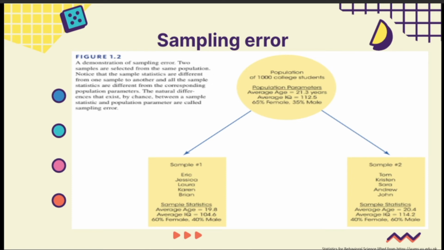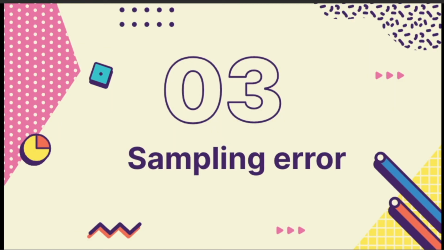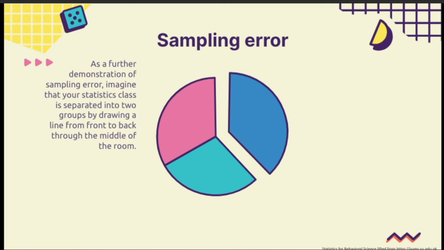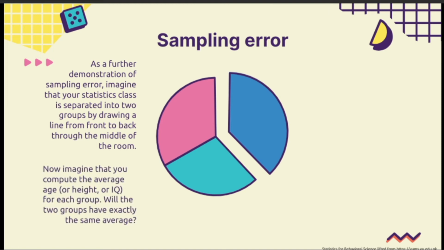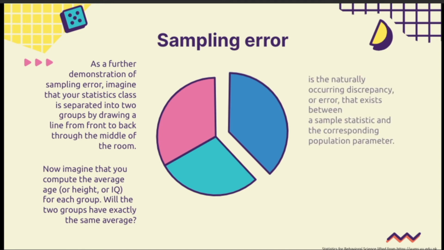Sample statistics vary from one sample to another and typically are different from the corresponding population parameter. So, sampling error is demonstrated if, for instance, you are in a statistics class and you have been separated into 2 groups by drawing a line from front to back through the middle of the room. Now, imagine that we're going to compute the average age, height, or IQ for each group. Will these 2 groups have exactly the same average?